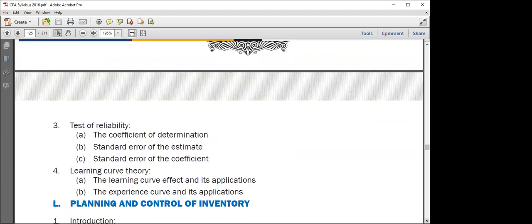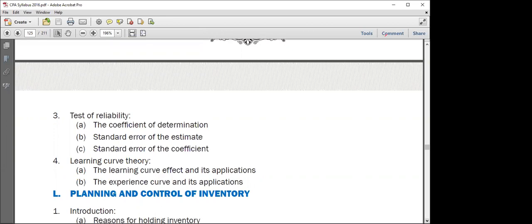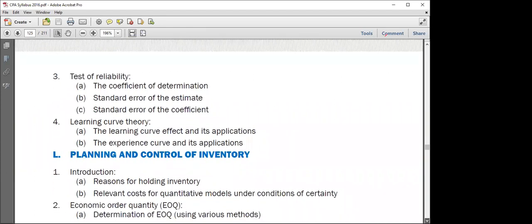Yes, so we get down to things to do with learning curve theory. Here, learning curve theory is very key. We are looking at labor. We understand that when you join an organization, you're not the same as somebody who has been there for a long period of time. So there's a learning curve effect on labor. We shall try to understand how we apply that in areas of costing, planning, whatever it is.